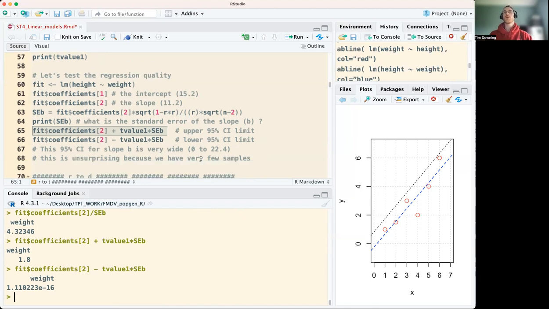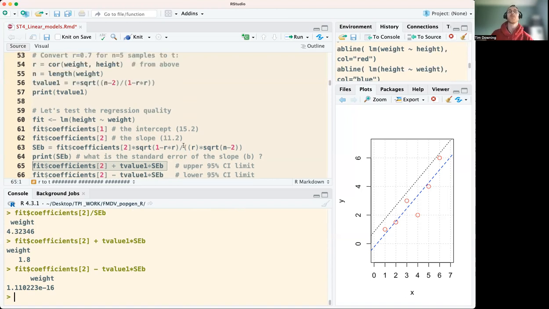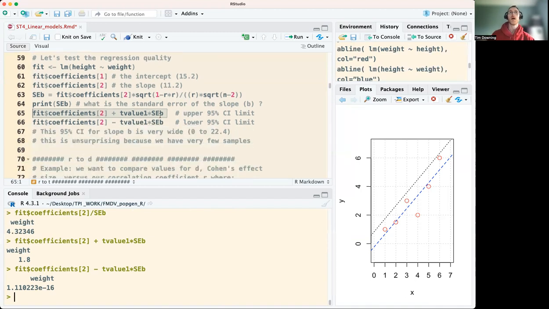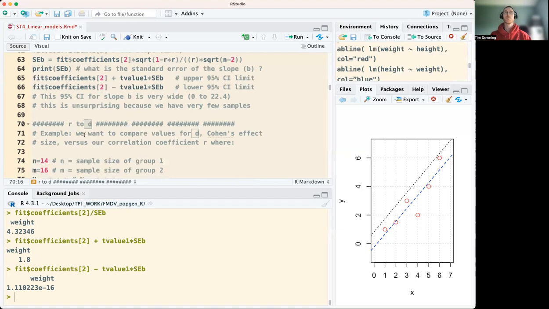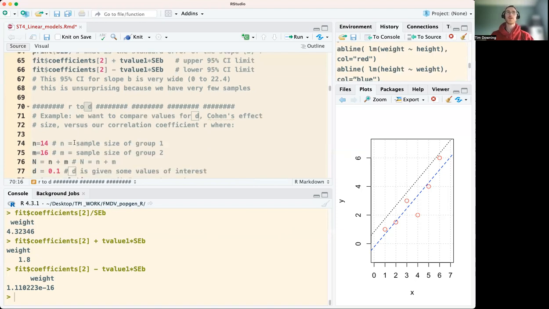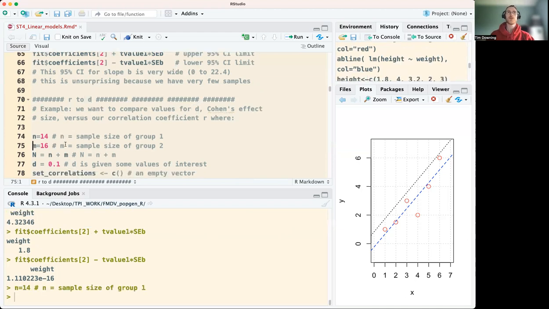This may be because we have very few samples, but also reflects the heterogeneity of the samples themselves. If we had a larger sample size, then perhaps it might reduce somewhat. Also, we can look at how we convert from the correlation coefficient to Cohen's d value, called ds here. And with the formula for that, we have to consider the sample sizes of each of our groups, n and m. So they're assigned the values of 14 and 16.